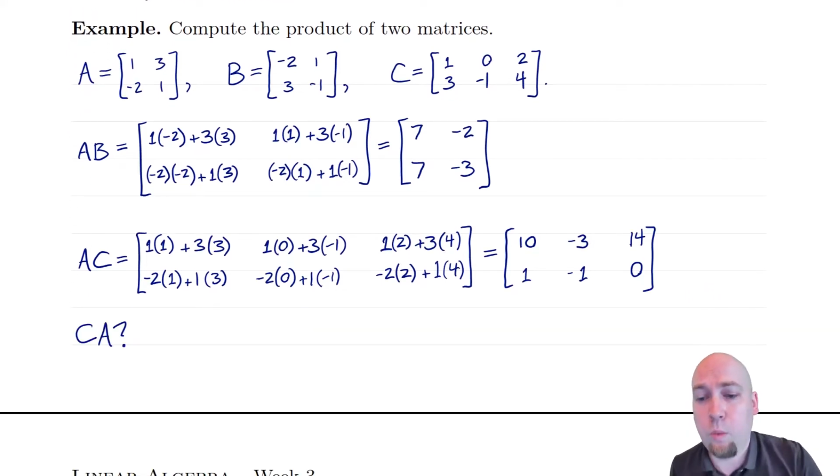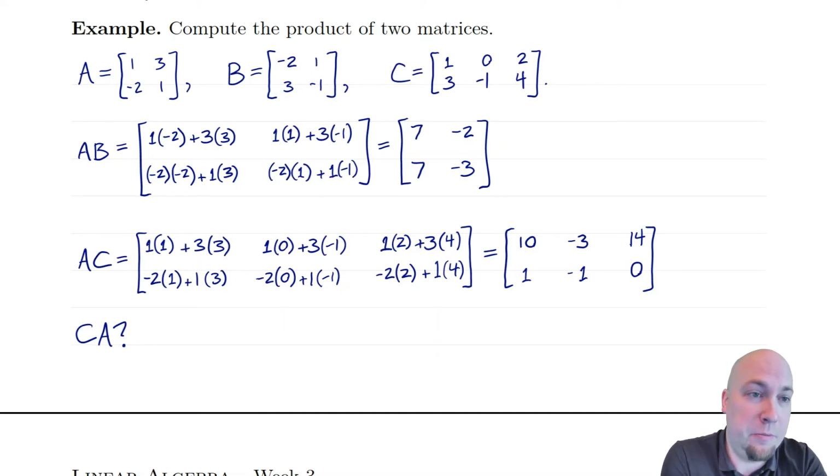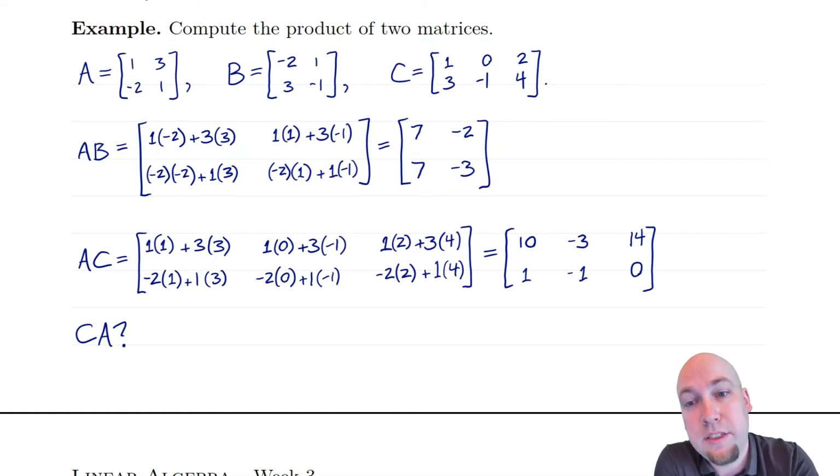All right, what if we tried to flip that around? What if we tried to do C times A? Okay, well, then what we would have to do is, remember, you do rows of the first matrix dotted with columns of the second matrix. So for the top left entry, we would do the row 1, 0, 2 dotted with the column 1, -2.